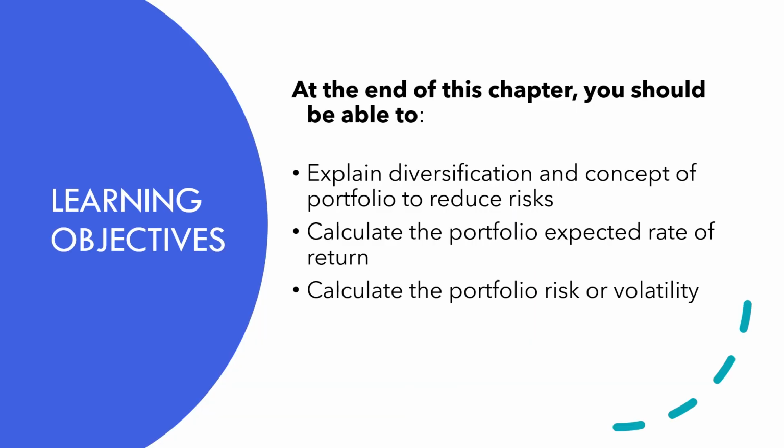In part 1 of this chapter, we will cover 3 learning objectives. The first one is to explain diversification and the concept of portfolio to reduce risk. The second learning objective is to calculate the portfolio expected rate of return. And the third one is to calculate the portfolio risk or volatility.